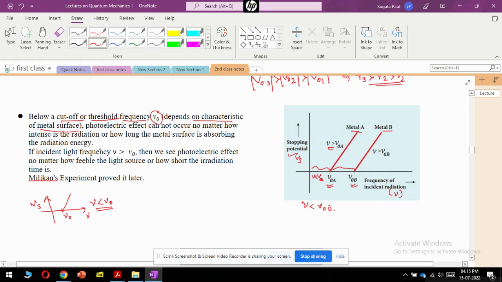So this is an interesting observation that the photoelectric effect has such cutoff frequencies nu naught, where nu equal to nu naught is the threshold. Nu greater than nu naught will decide that the photoelectric effect will start.